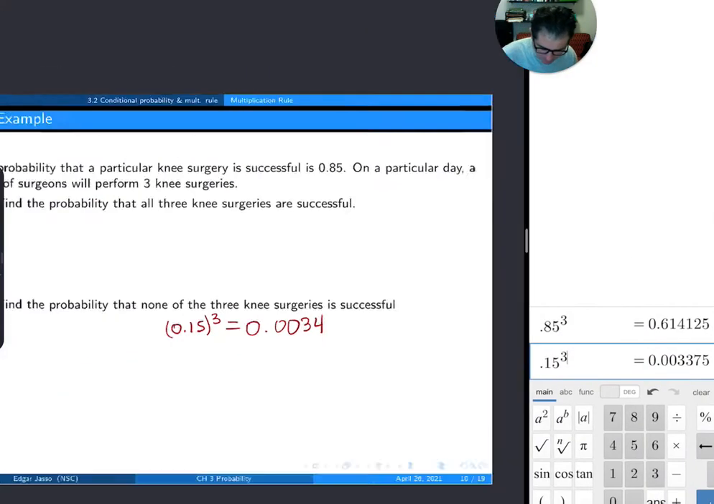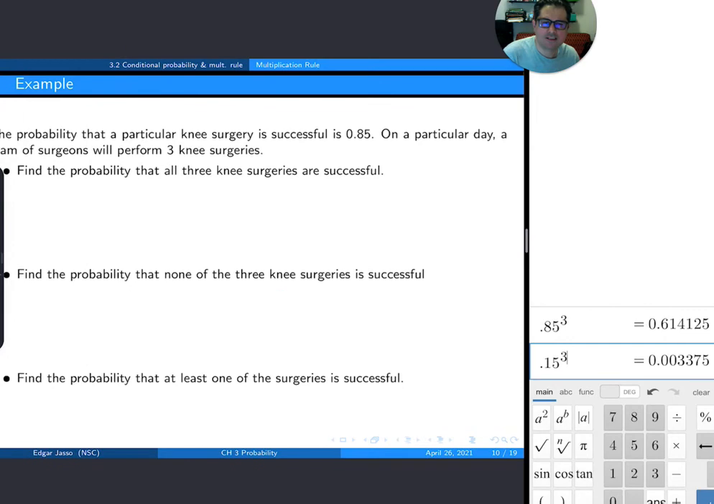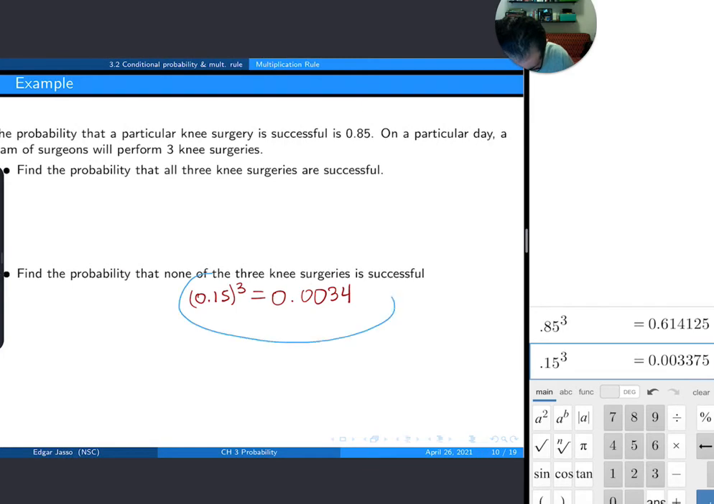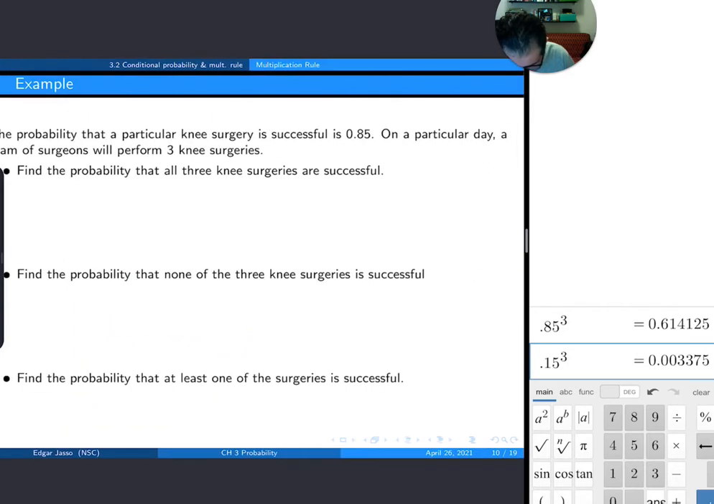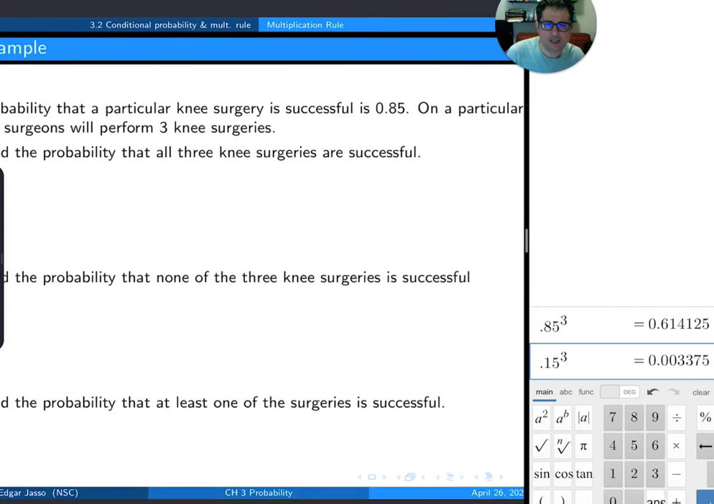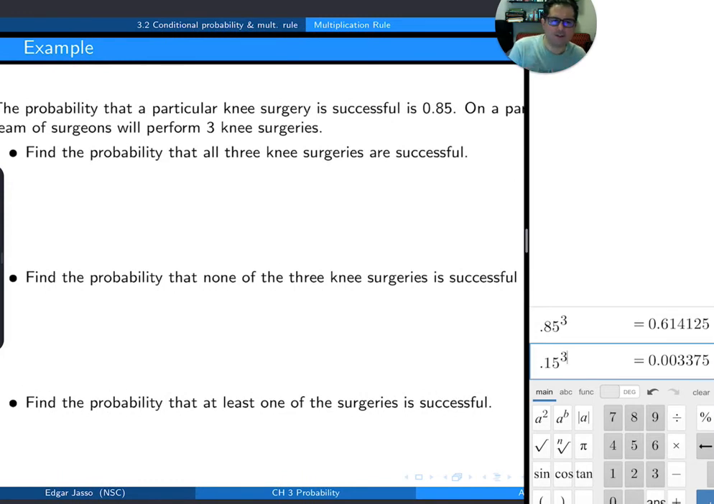Now, my last question, I'm going to leave this open there, says find a probability that at least one of them is successful. Now, this is a little bit harder because most of the times when students are seeing this for the first time, they say, "Oh, that means one success. One is 0.15, and the other two are 0.85." Well, that is not at least one. That's exactly one, right? So what the question is asking is, it's either one was successful, or two were successful, or all three were successful. That's what this problem is saying.